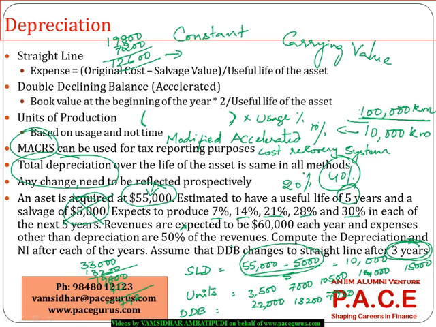Now once I am converting it into straight line, I will use the salvage value. So now the salvage value is 5,000. So only 7,600 worth of the asset is still to be depreciated, which means over the next 2 years I will depreciate 3,800 each year.